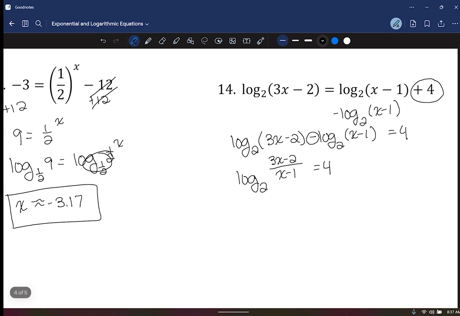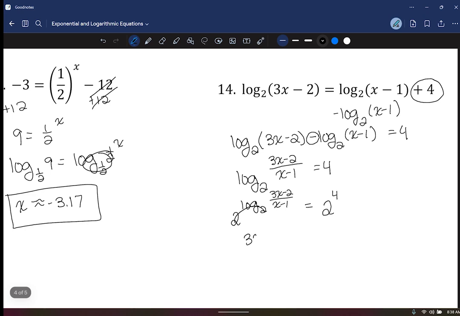Now that my log is together and alone on that left-hand side, I can use an exponential base of 2. So I'm going to take 2 and raise it to the log base 2 of (3x minus 2) over (x minus 1). And again, 2 raised to the 4th power.